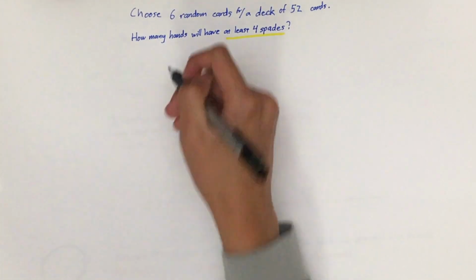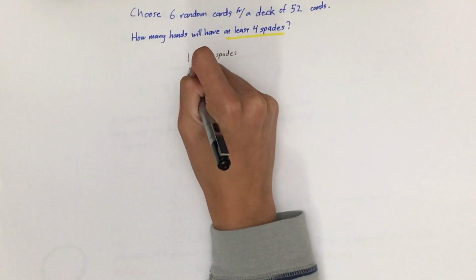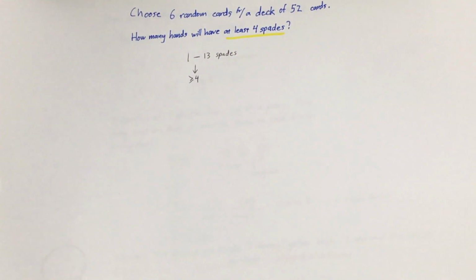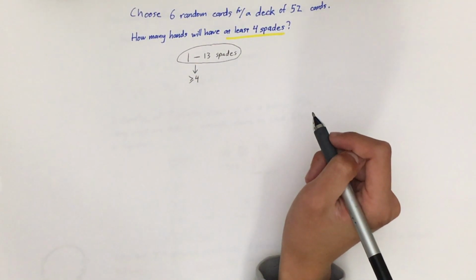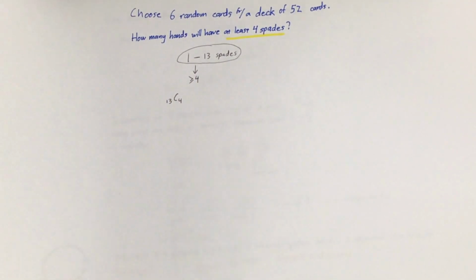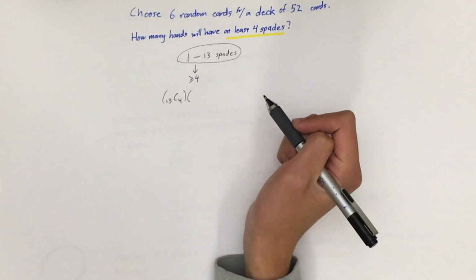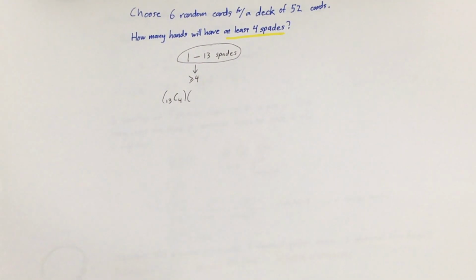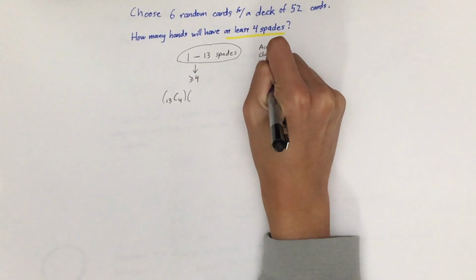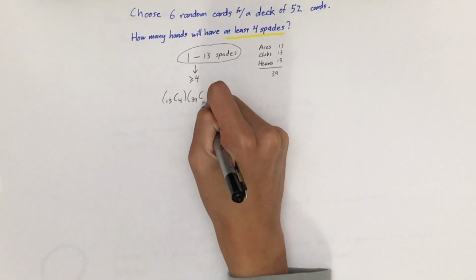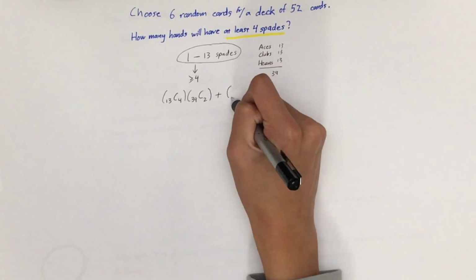So at least 4 spades means that it has exactly 4 spades, exactly 5, or exactly 6. So since there's 13 total spades and we're taking 4, 5, or 6 at a time, that means that we're going to be taking 13c4, 13c5, and 13c6. But if we take 4 or 5 spades, we're still going to have 1 more or 2 more cards that we need. So there would be 39 other cards, the diamonds, clubs, and the hearts, so we're going to take 2 or 1 of those.